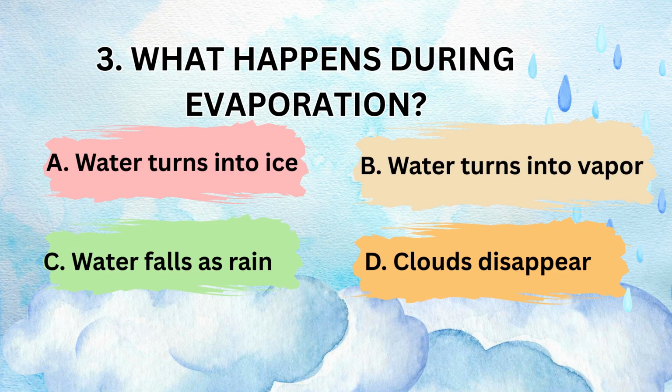Question 3. What happens during evaporation? A. Water turns into ice. B. Water turns into vapor. C. Water falls as rain. D. Clouds disappear.